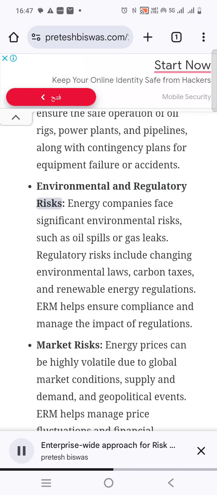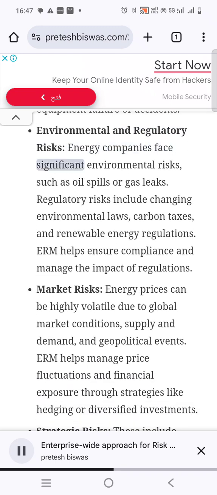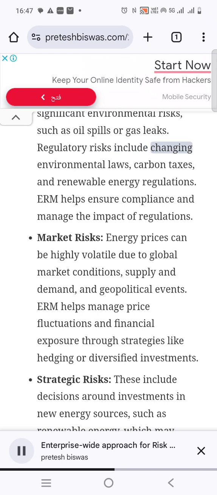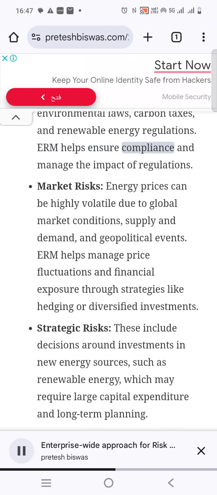Environmental and regulatory risks. Energy companies face significant environmental risks, such as oil spills or gas leaks. Regulatory risks include changing environmental laws, carbon taxes, and renewable energy regulations. Risk management helps ensure compliance and manage the impact of regulations.